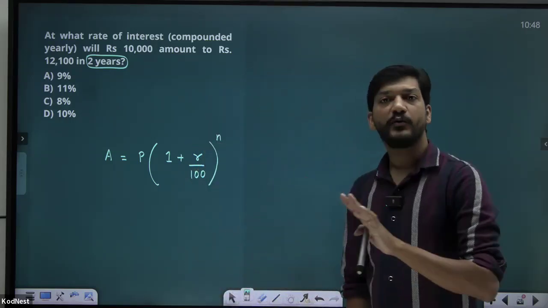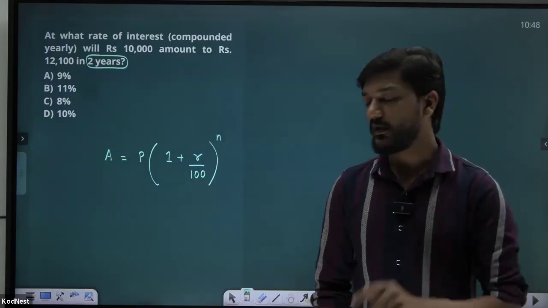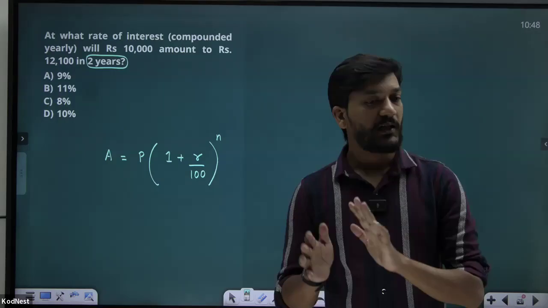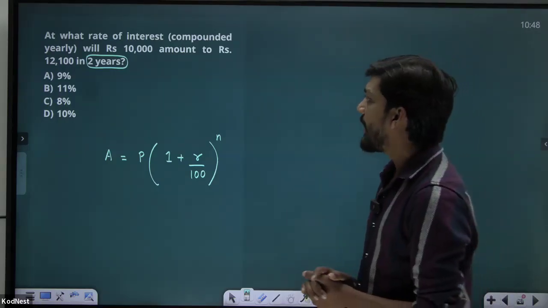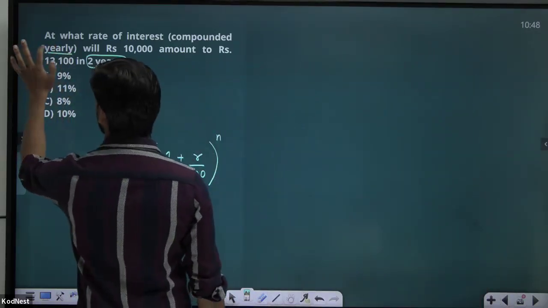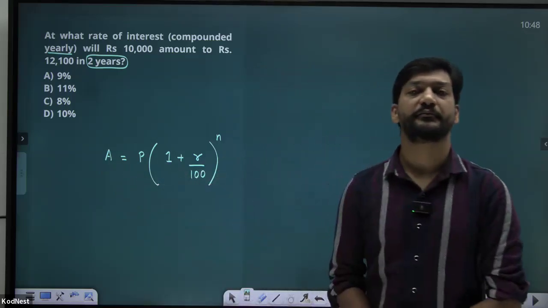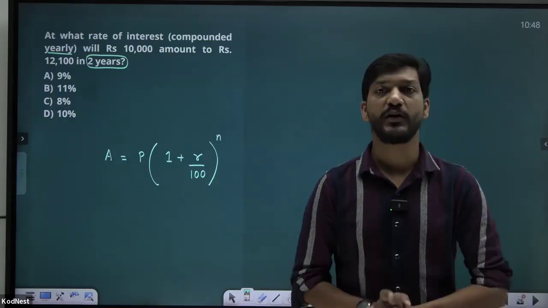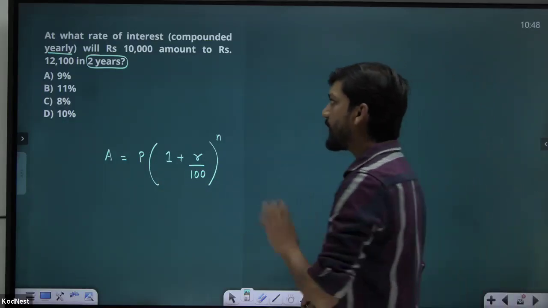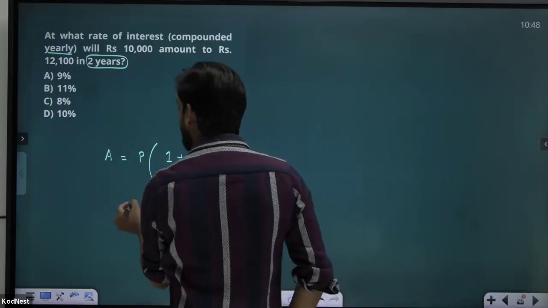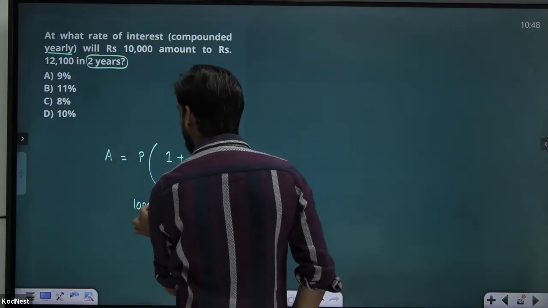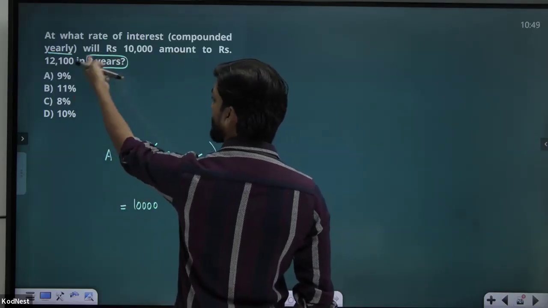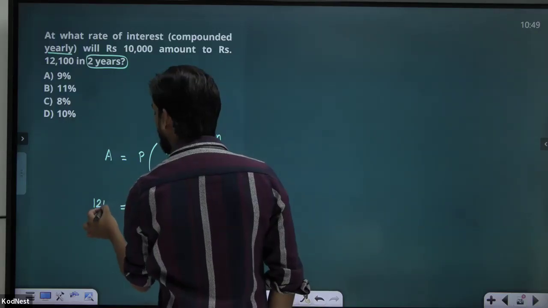If it is compounded half yearly, then be cautious. If nothing is mentioned, that means it is compounded annually, and you need not be careful. You can just write the values. Chances of mistake are hardly 0.5%. So let me write the values. Principal is 10,000. Amount is the final balance after 2 years, which is 12100.